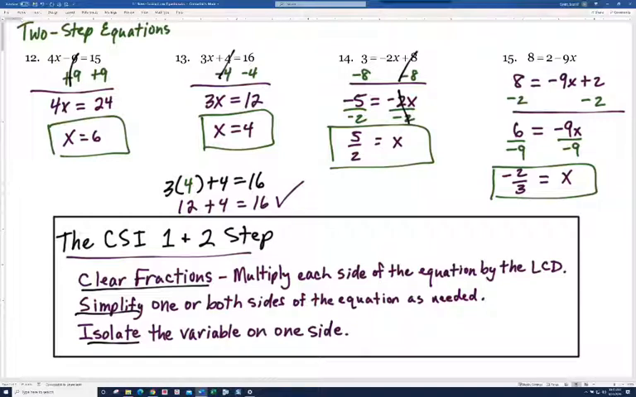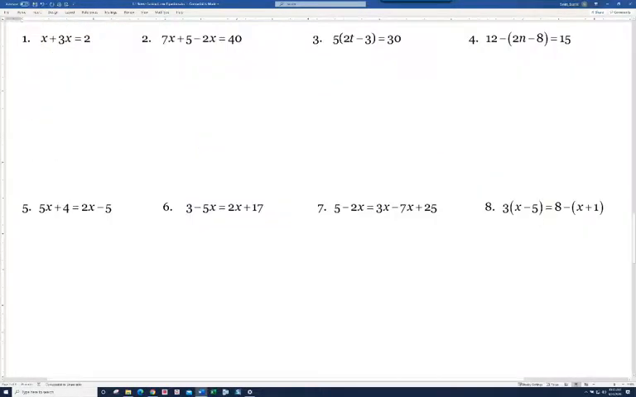All right, so this is the approach I'm going to be using. And once you've done these three steps, you're going to have a one or two step equation. And hopefully at that point, you're just going to knock it out because you are now a professional at solving one and two step equations. All right, so let's move on.